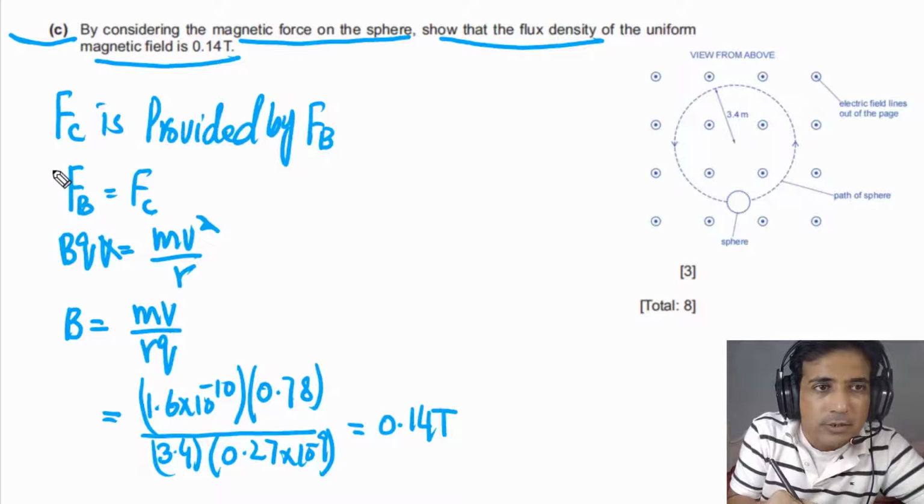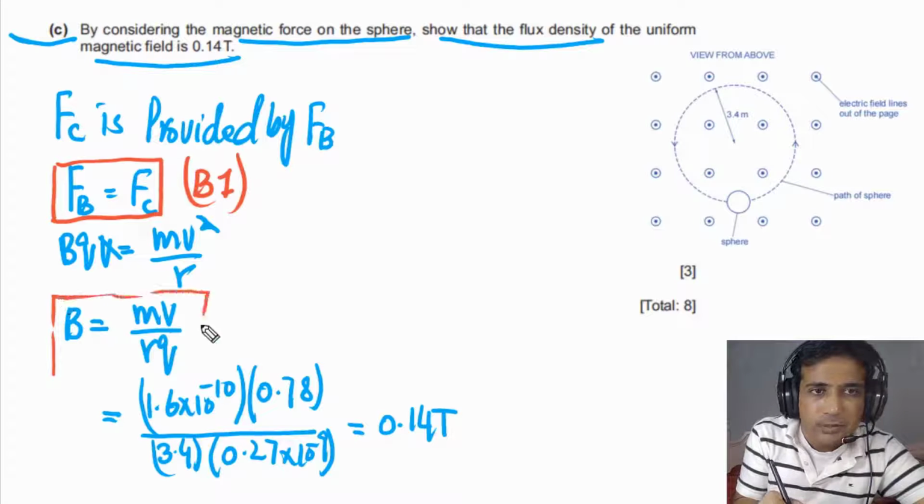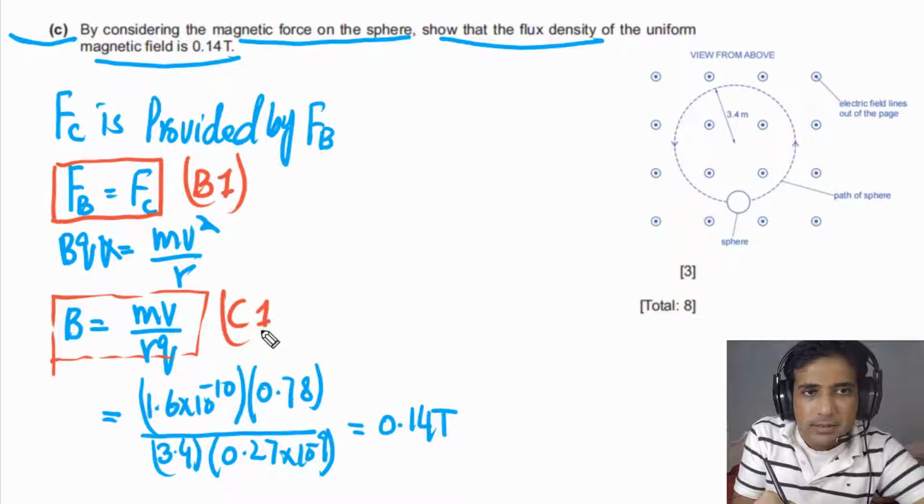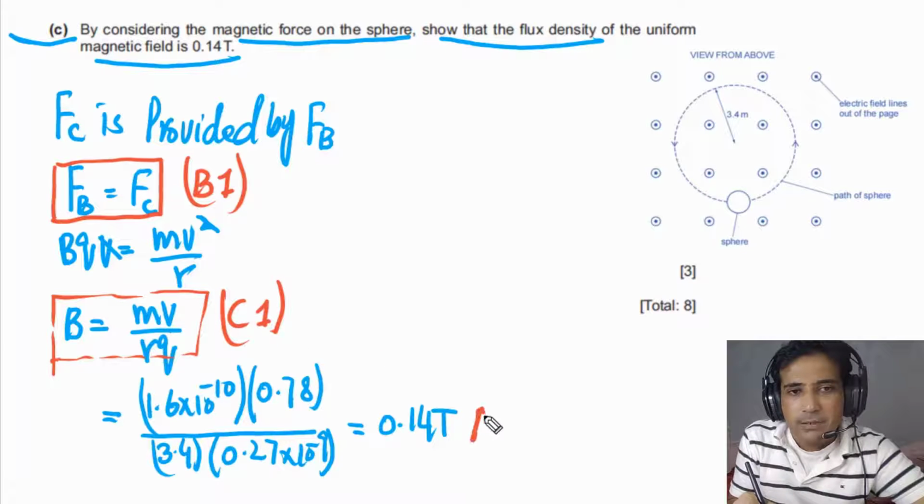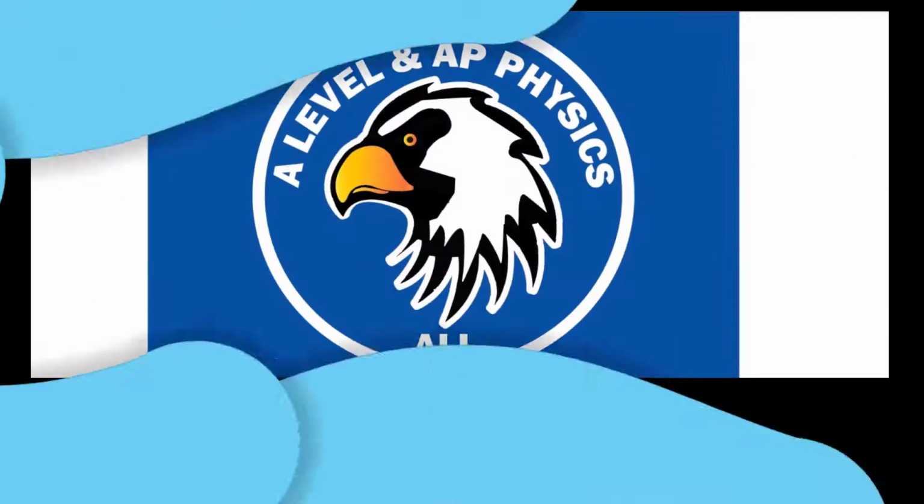The first mark you will get if you have written FB is equal to FC, and this one is B mark, means it has to be in your answer. The second mark is C mark if you have written B is equal to mv over rq. And the final mark is answer mark. If you have got the right answer, you will get 3 marks. This is how marks will be awarded for this question.